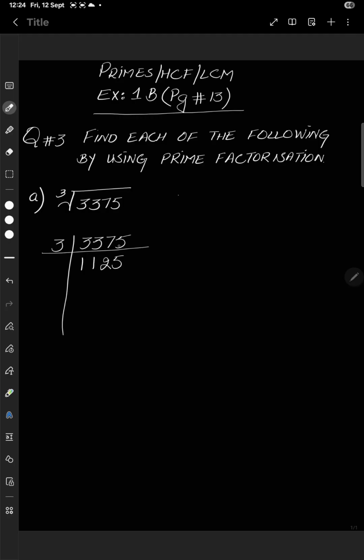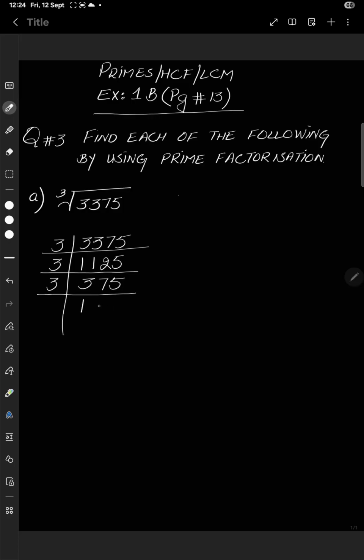When I divide 3375 by 3, my answer will be 1125. Again, 1 plus 1 is 2, 2 plus 2 is 4, 4 plus 5 is 9. The sum of the digits is 9, which is divisible by 3, so 1125 will also be divisible by 3. Let's divide this number again by 3. If I divide this number by 3, my answer will be 375. Let's divide this number again by 3.